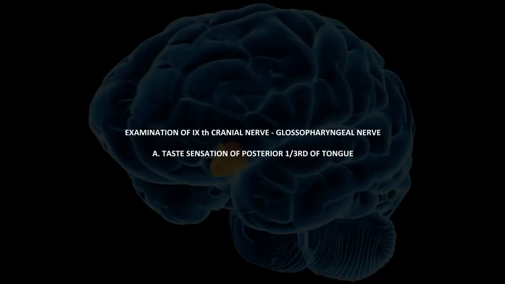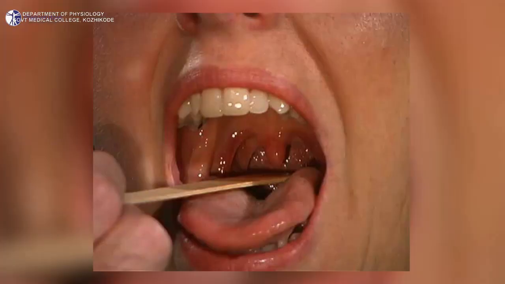Now, how do we test for the ninth cranial nerve? The first thing we do is to test for the taste sensation in the posterior third of the tongue. The next, we have the gag reflex. Now, gag reflex is elicited by touching the posterior wall of the pharynx with a cotton swab.